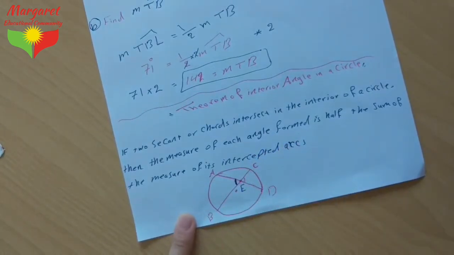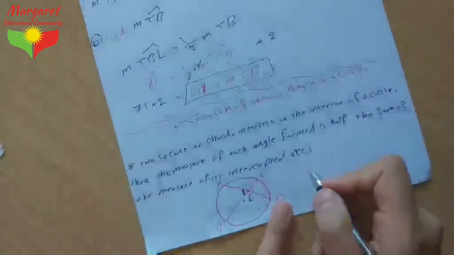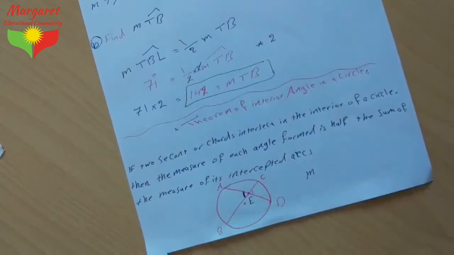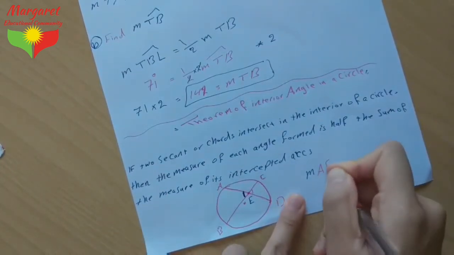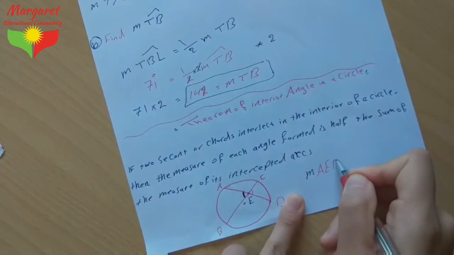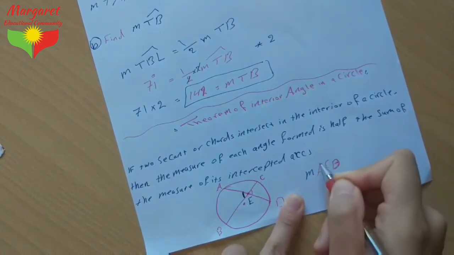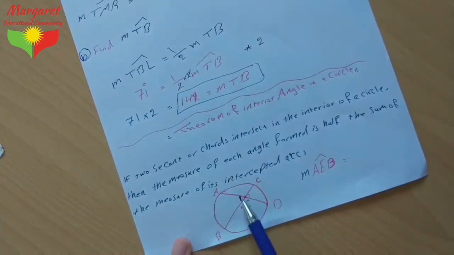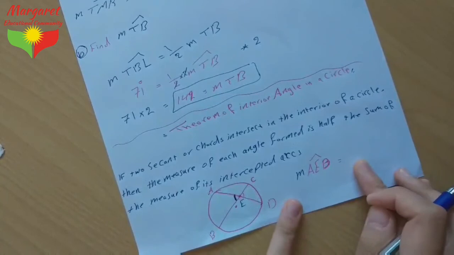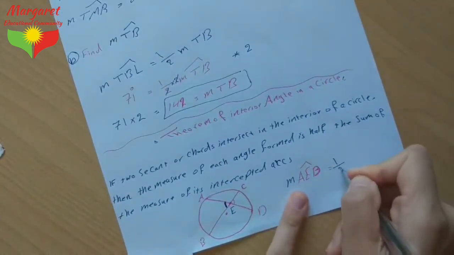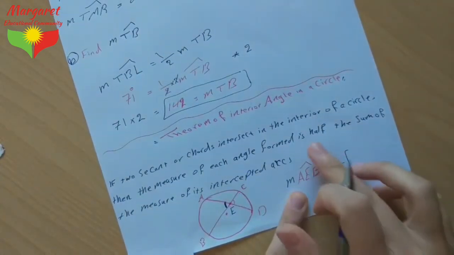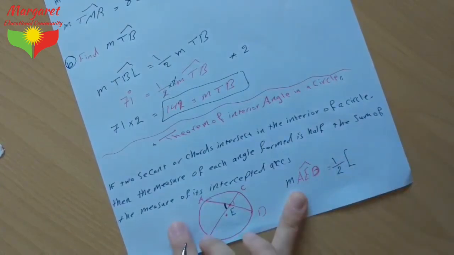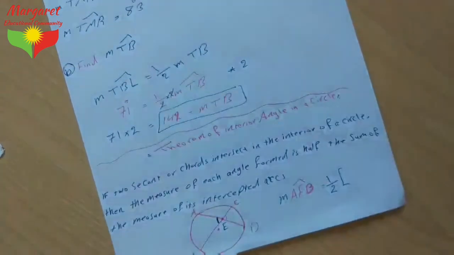Okay, to find the measure, for example, of angle AEB, the measure of AEB, sorry, to find the measure of AEB, it always equals half the sum of the measures of the intercepted arcs.